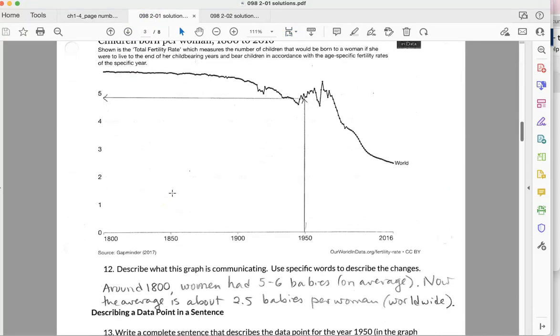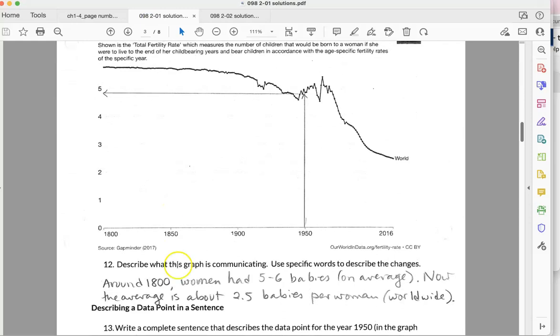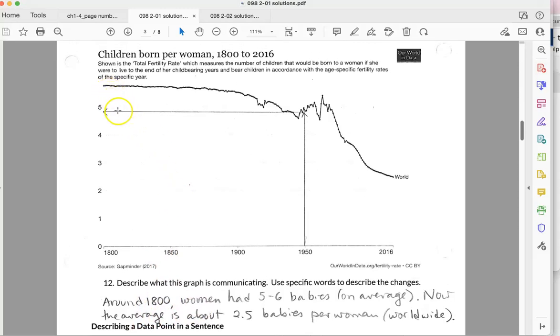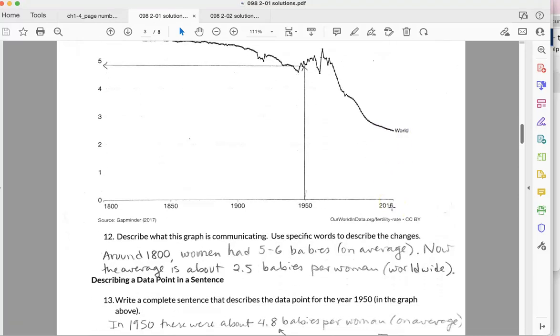So scrolling down here, around 1800, women had 5 or 6 babies born per woman. So that was at the beginning. It was actually closer to 6, wasn't it? And then it comes and decreases slowly. Then there's some change, and then it decreases more quickly down to about 2.5 babies per woman. And that's a worldwide average.